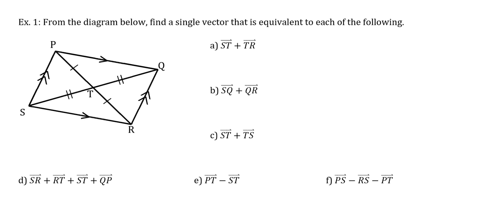All right, from the diagram below, find a single vector that is equivalent to each of the following. Oh, some of this stuff seems so simple, but there's still some big thinking going on in here. I guess you need a minute to draw that all out, so I'll give you a minute.